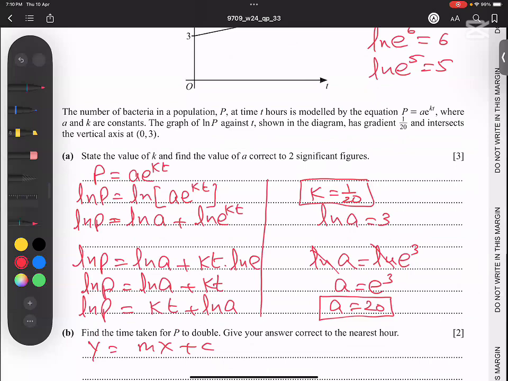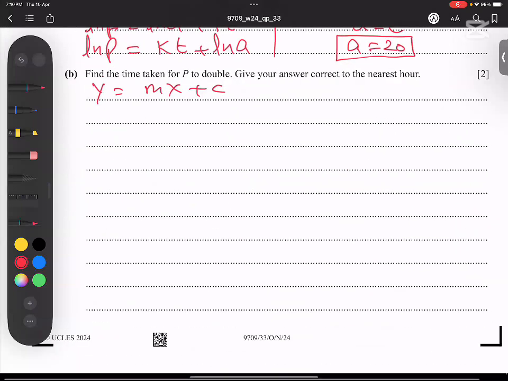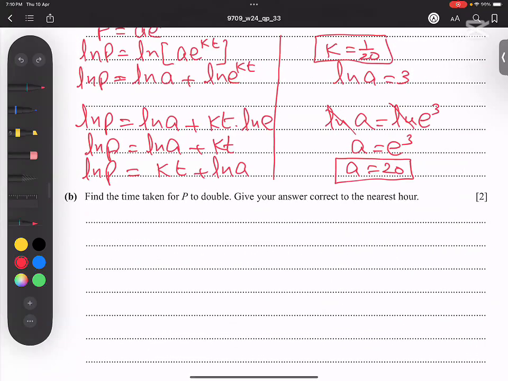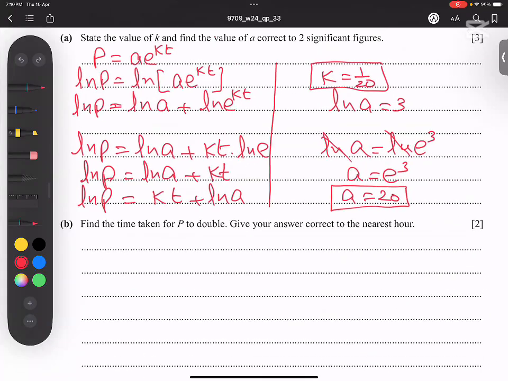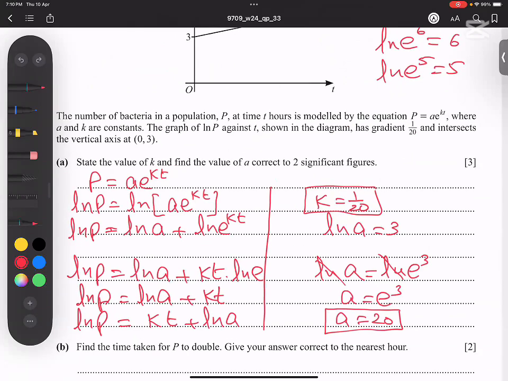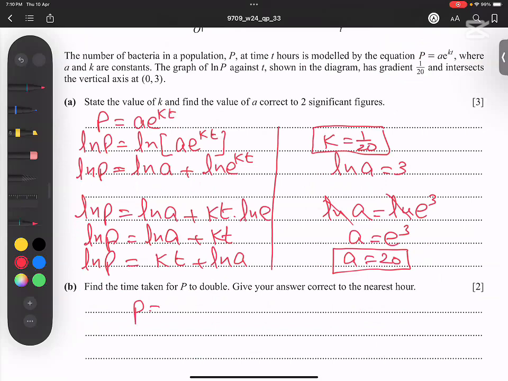And the below part, what is he asking for? Find the time taken for P to double, and give the answer to the nearest hour. So P is double. How can we do this part? We have to replace P with a double. In the beginning we take P, so P becomes 2P. But before we start, I just replace all the values. The a value is 20 and the k value is 1 over 20 to the power T. So I replace this and this value back in the equation.